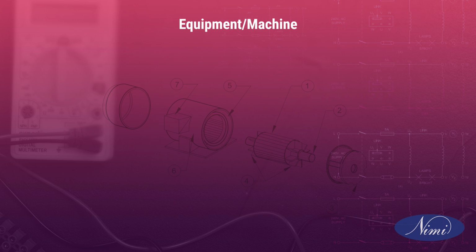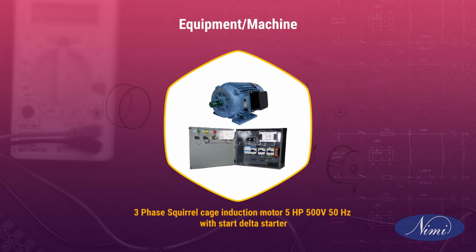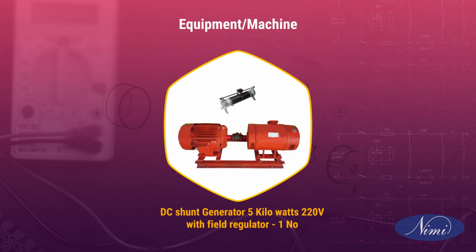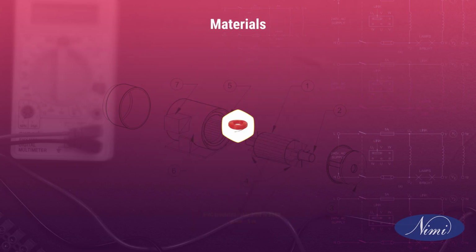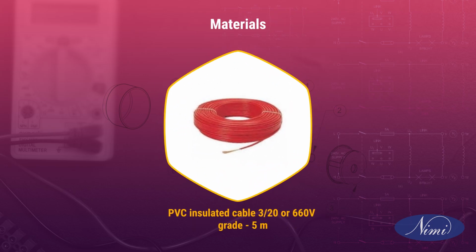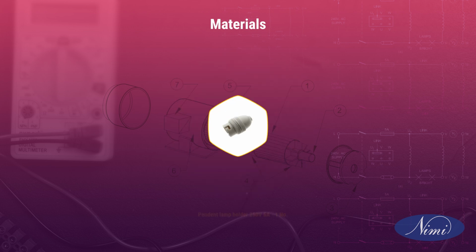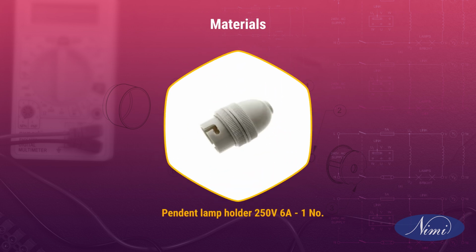Equipment: machine. 3-phase squirrel cage induction motor, 5 horsepower, 500 volts, 50 Hz, with star delta starter. DC shunt generator 5 kW 220 volts with field regulator, 1 number. Materials: PVC insulated cable, 320 or 660 volts, grade 5 meters. Kit Kat fuse to 50 volt 16 ampere, 1 number. Pendant lamp holder to 50 volt 6 ampere, 1 number.